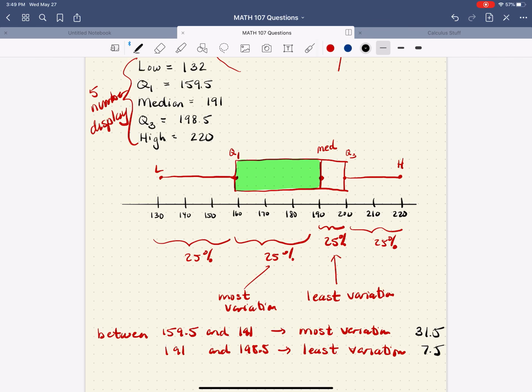So what we're going to do in another video is we're going to take some data, we're going to find the 5-number display, we'll plot the box and whisker plot, and we'll start to answer some other questions there. So hopefully this gets you started.